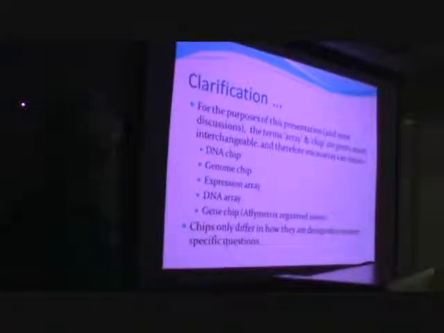For the purposes of this discussion, I'm going to use the terms chip and array pretty much interchangeably. They are used almost interchangeably in the literature. They can be called the DNA chip, genome chip, expression array. It's still based on a chip. DNA array. The only thing that's not quite generic is gene chip, which is an Affymetrix registered name. And the chip is simply the substrate. It is the basis. The various chips differ in how they're designed to answer specific questions: what molecules are put on them, how many of them, what kind of stringency you want in the questions that you're asking.